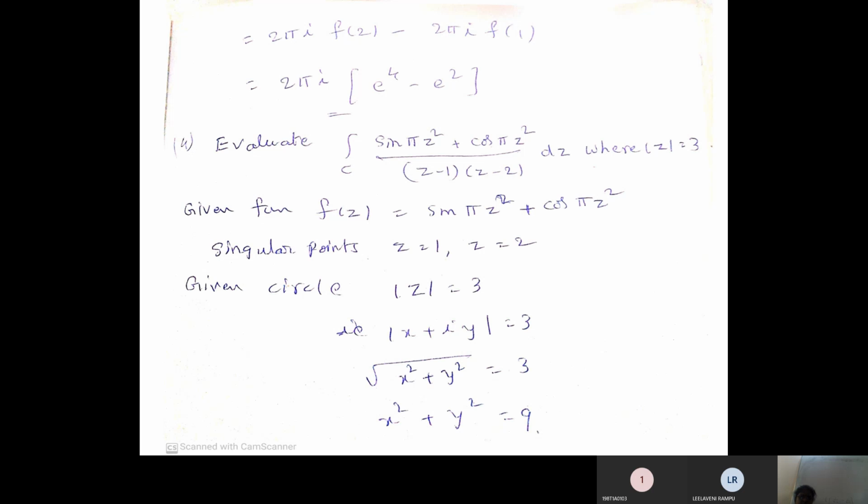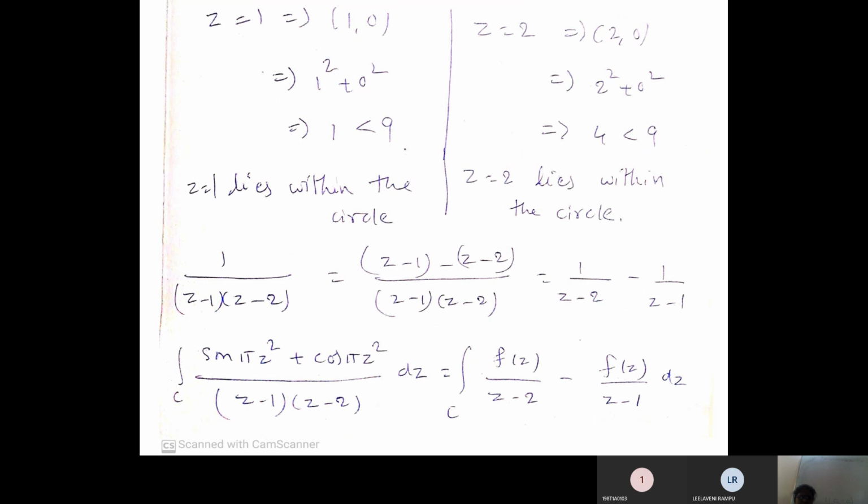Evaluate integral over c of (sin pi z square plus cos pi z square) by (z minus 1)(z minus 2) dz, where mod z equal to 3. So the given curve is mod z equal to 3. The given function is sin pi z square plus cos pi z square. So singular points z equal to 1, z equal to 2. By expanding mod z equal to 3, you will get x square plus y square equal to 9. Now separate the fractions. 1 by (z minus 1)(z minus 2). By separating, we get 1 by (z minus 2) minus 1 by (z minus 1).